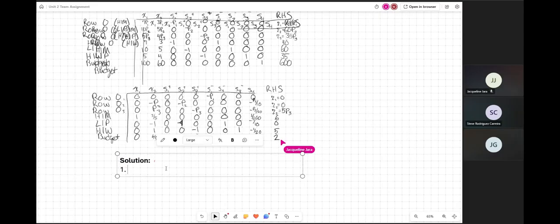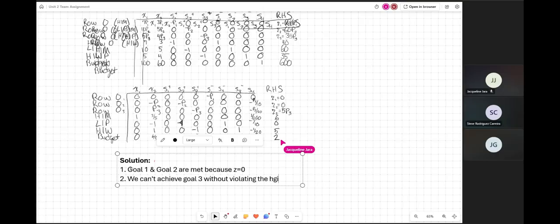So the optimal tableau tells us the following. Goal 1 and goal 2 are met because z is equal to 0. Second thing is we can't achieve goal 3 without violating the higher goals, which goes back to what we defined in preemptive goal programming, that we want to ensure that we have higher importance goals.